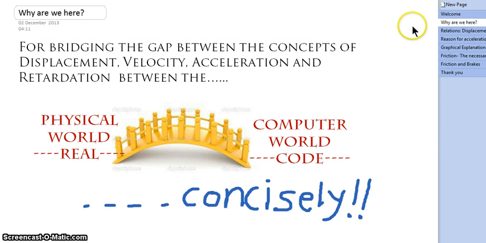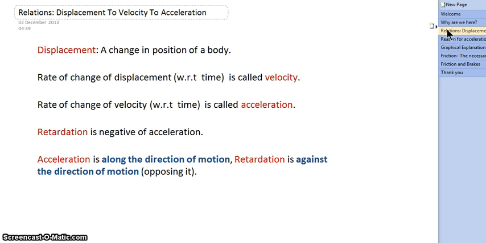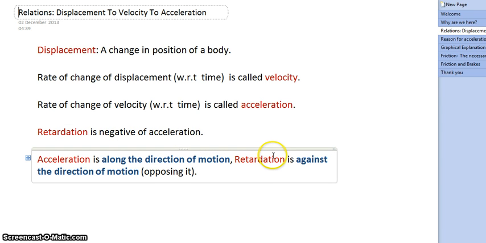In this video, I've tried to bridge the gap between the concepts of the real world like acceleration, retardation, deceleration, and show how we can implement them in the computer world, that is, programming. These concepts are quite simple: displacement, velocity, acceleration, retardation. The thing which I would like to point out is that acceleration is along the direction of motion, whereas deceleration or retardation is against the motion.